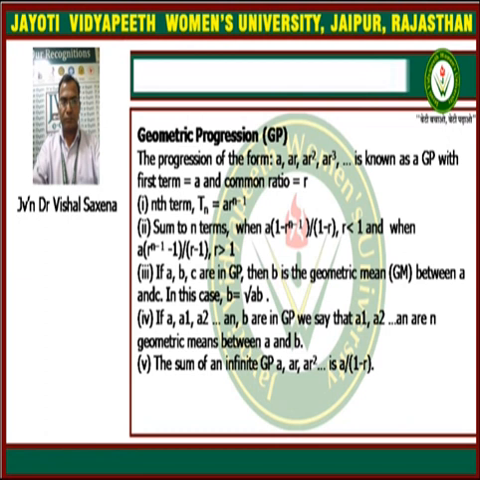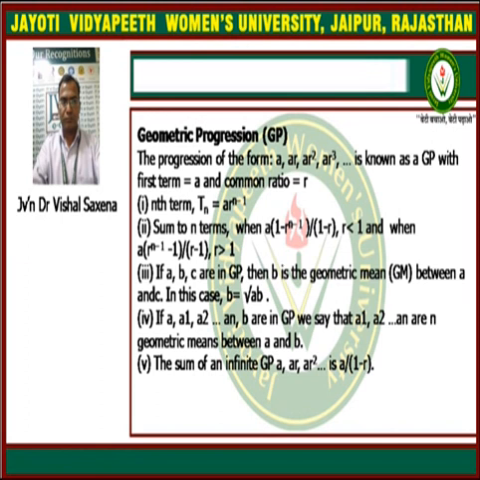Third case: if a, b, c are in GP, then b is the geometric mean between a and c, and the geometric mean b is given by the square root of ac. The formula to find b, which is called the geometric mean, is the square root of ac.